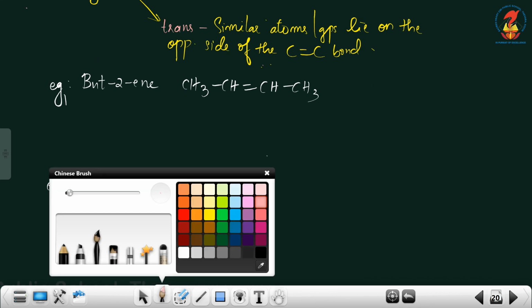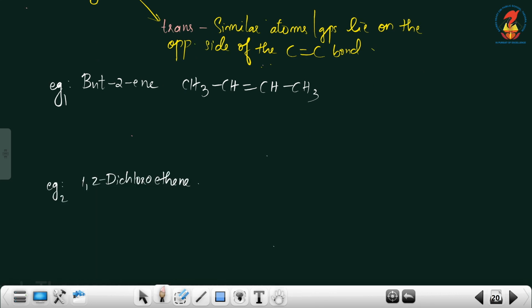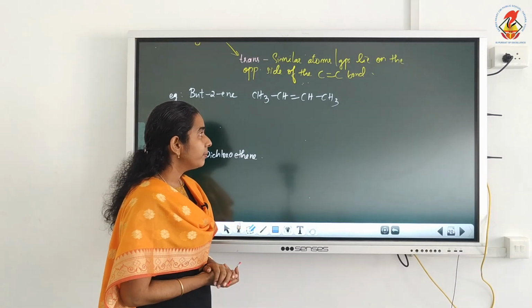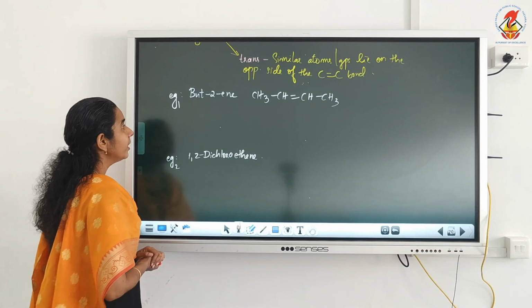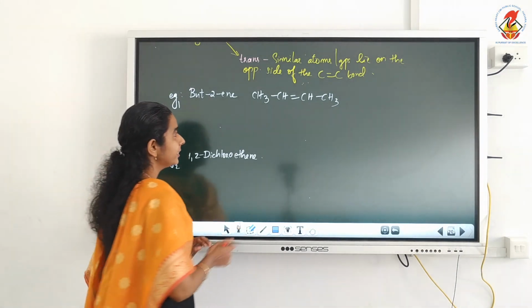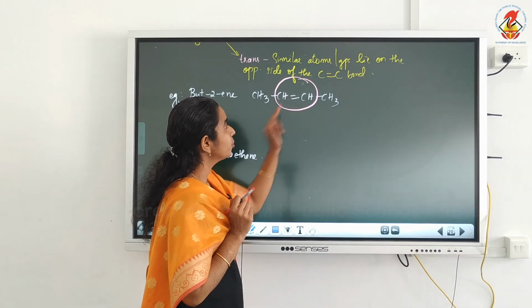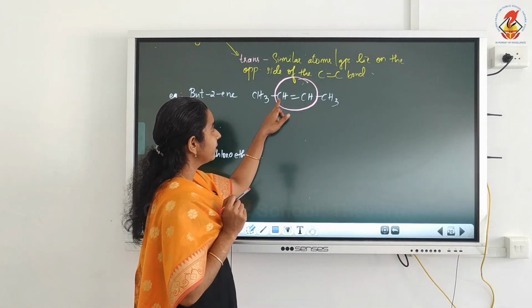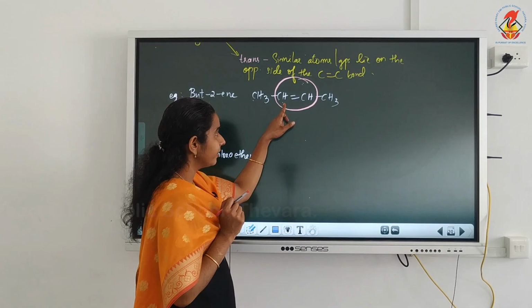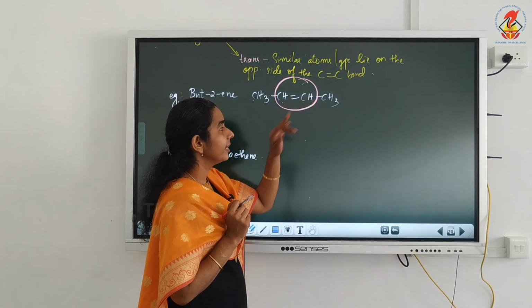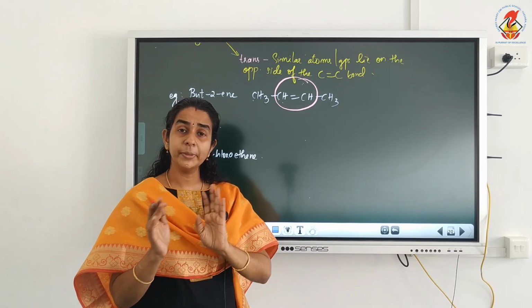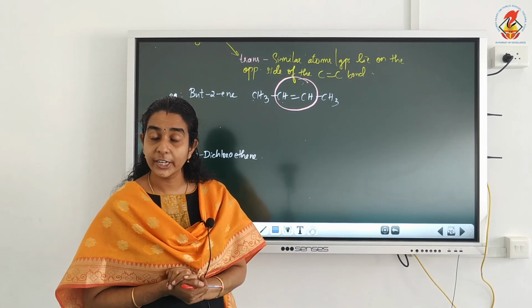First one is but-2-ene. The structural formula we know how to write. It is CH3, CH double bond CH, single bond CH3. Now if you want to draw the geometrical isomer, the first thing is to focus only on the double bonded carbons and identify the groups present on these carbon atoms. Here the double bond is between these 2 carbon atoms. On the first carbon, one is methyl and one is hydrogen. On this carbon also one is methyl and one is hydrogen. So similar groups are present on the double bonded carbons.